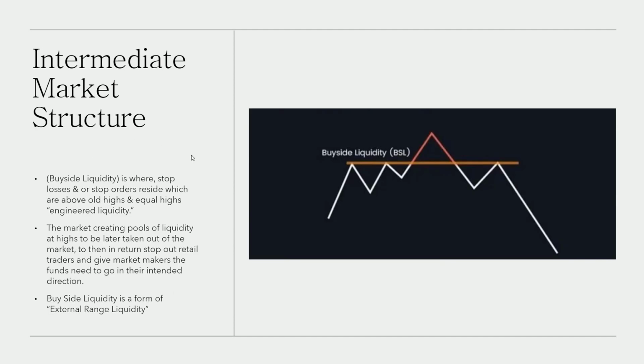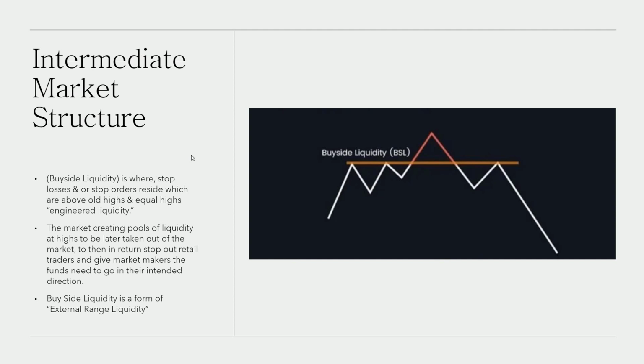Intermediate market structure. Buy-side liquidity is where stop losses and stop orders reside, which are above old highs and equal highs, otherwise known as engineered liquidity. It is the market creating pools of liquidity at highs to be later taken out, to then stop out retail traders and give market makers the funds needed to go in their intended direction. Buy-side liquidity is a form of external range liquidity.